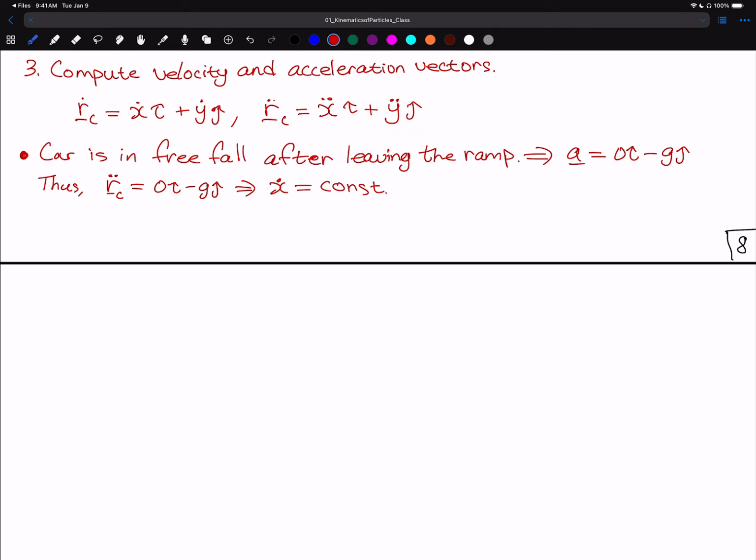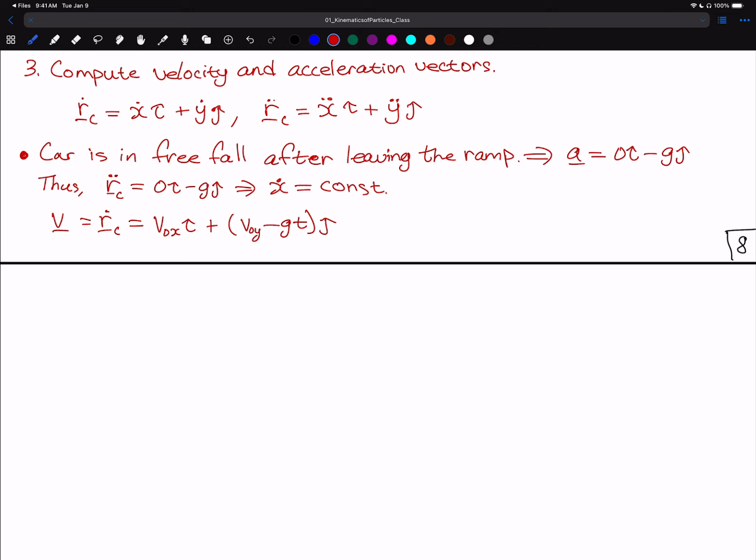So we can write out the velocity based on what we've done previously. rC dot will be equal to some initial velocity in the x direction times I, plus that initial velocity for the y vertical direction minus g times t. And we get that by doing the integral previously.